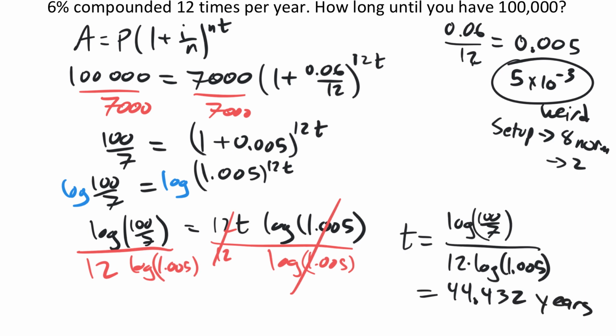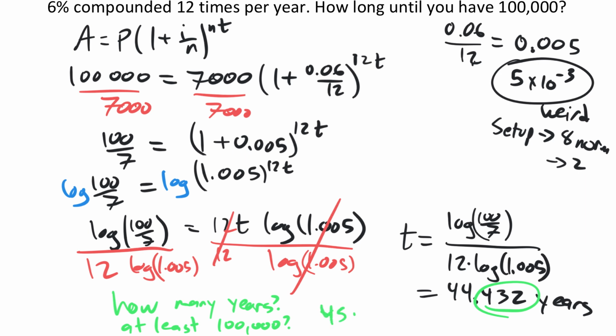Now, this is just if it says how long. If the question had said something different, so if it said something like how many years until you have at least 100,000, and if you notice, after 44 years, we would have just under 100,000. That's why we need an extra 0.4 of a year to get up to 100,000. And that would mean that to get at least 100,000, we would need to go up to the nearest whole number. So the answer then would be 45 years.